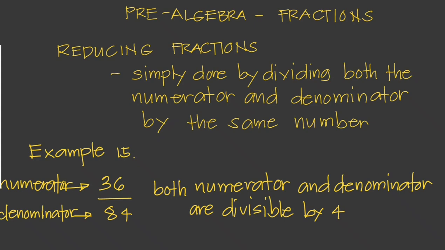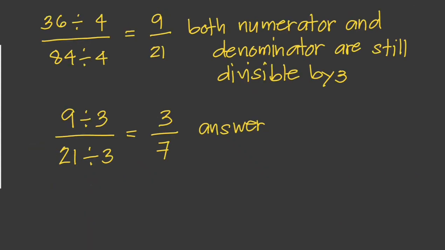Reducing fractions is done simply by dividing both the numerator and denominator by the same number. Say for example, we're given 36 over 84, or 36 divided by 84. 36 here is our numerator and 84 is our denominator. Both are divisible by 4. So we divide 36 and 84 by 4 and we get 9 over 21.